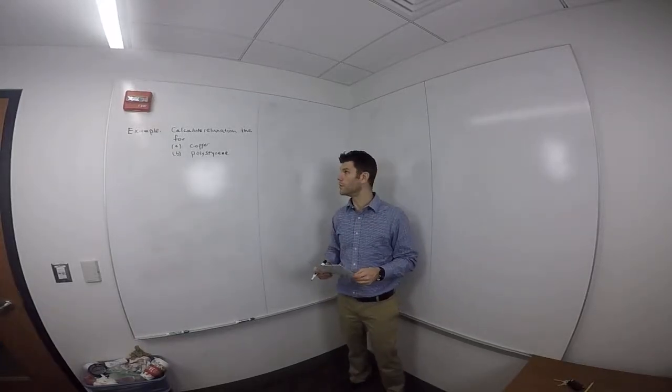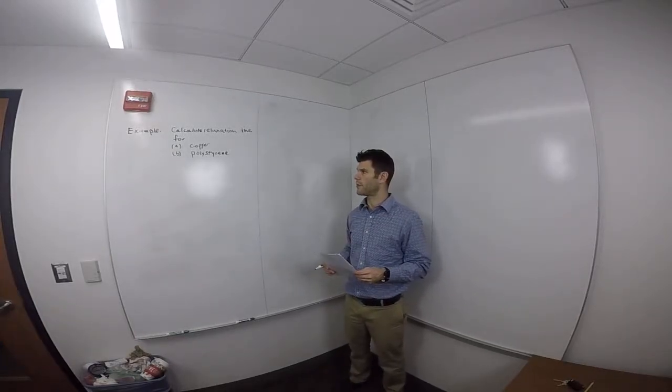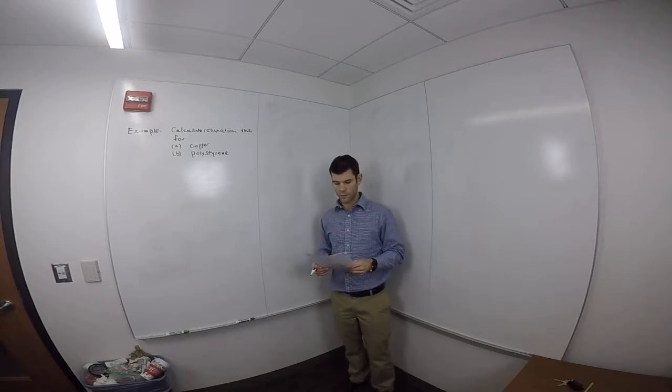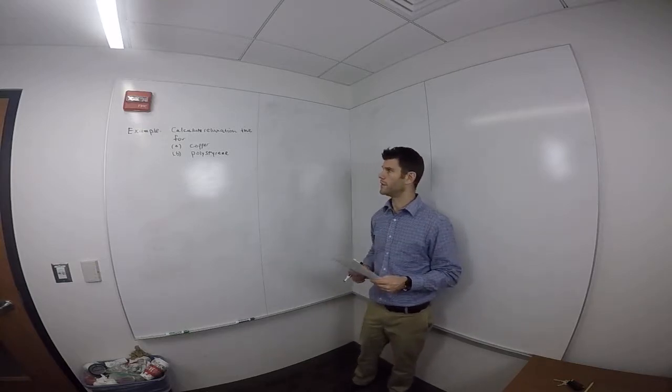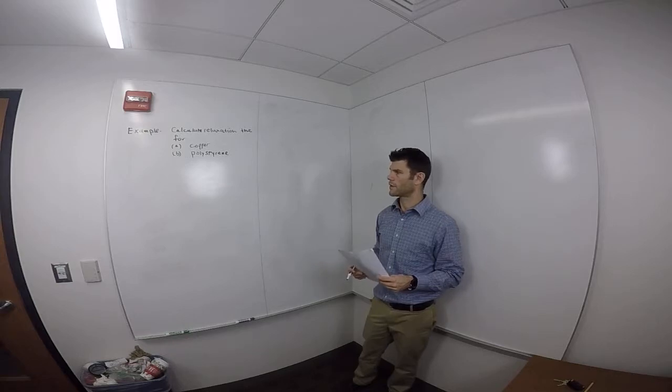So what we're going to do is the first example on lecture number 22. This is a good example. It's not a difficult example. It's more of a plug and chug type problem. But it's a good example because it shows the difference between a conductor and an insulator.